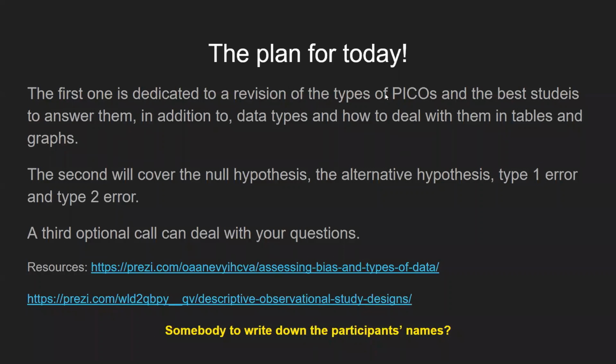First, we will start with the types of PICOs. Okay, we discussed in the first lecture what is the PICO, but we have different PICOs. Okay, and we will know those different PICOs. How can we answer these questions? And in the second part of the first part, we will discuss the data types again and how to report them in tables and in graphs. And when we move on to the second call, I hope we can finish this in the first call, and the second call we can move on to the null hypothesis, the alternative hypothesis, and the two types of error.